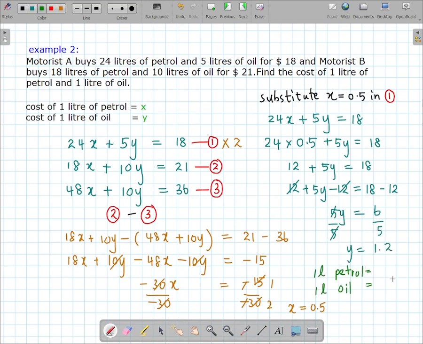1 liter of petrol equals, that is x, $0.5. 1 liter of oil equals $1.2. That's the final answer.